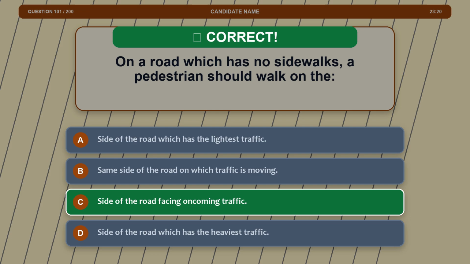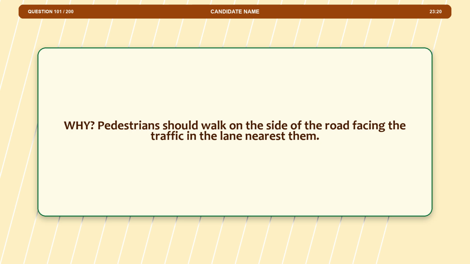The correct answer is option C, side of the road facing oncoming traffic. Explanation. Pedestrians should walk on the side of the road facing the traffic in the lane nearest them.